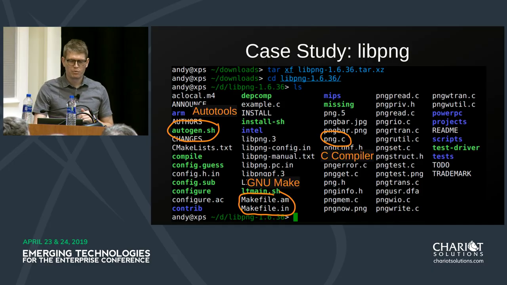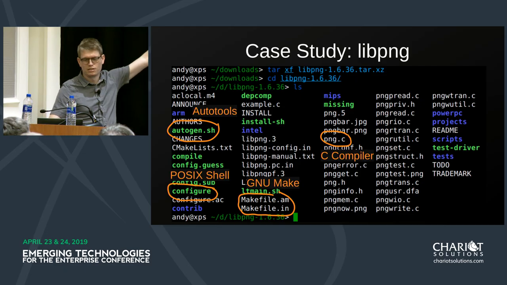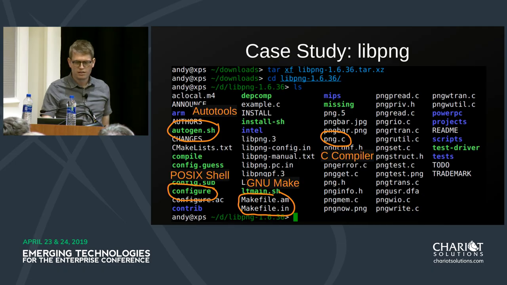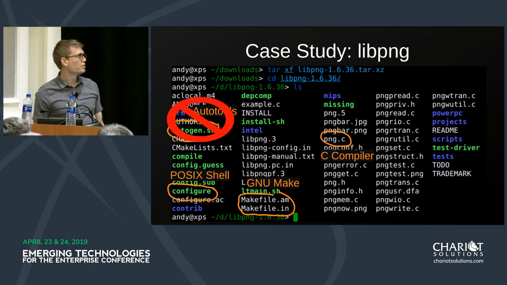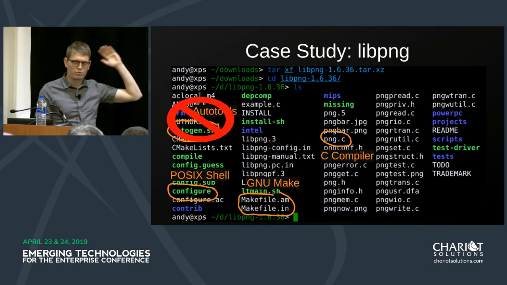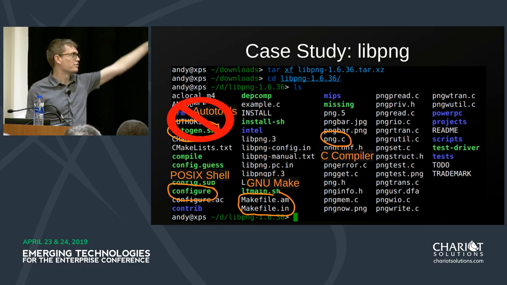Okay. But wait a minute. What's this? This is the output of autotools. Why did they commit the output of autotools in here? Well, I'll tell you why. It's because someone didn't have autotools installed, and they filed a bug report, and the person got fed up with it, and they said, "Fine, POSIX shell is the easier system dependency to have than autotools."